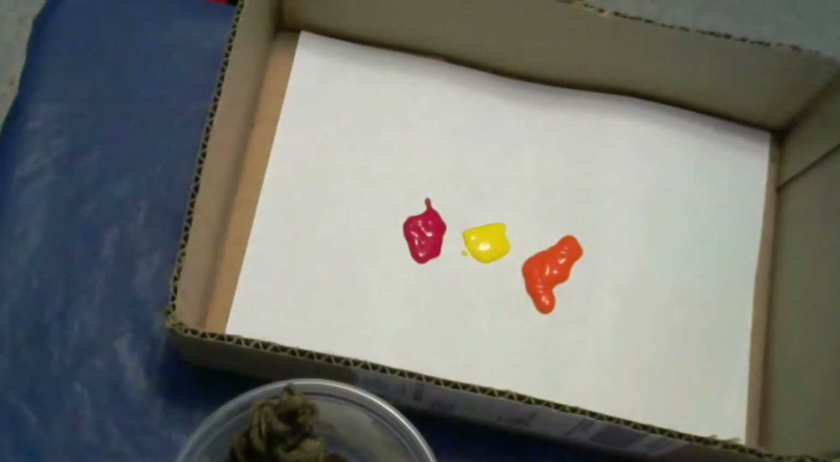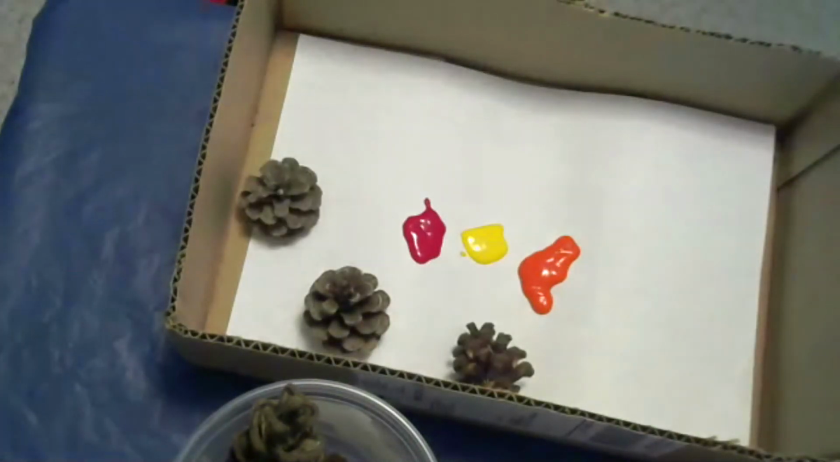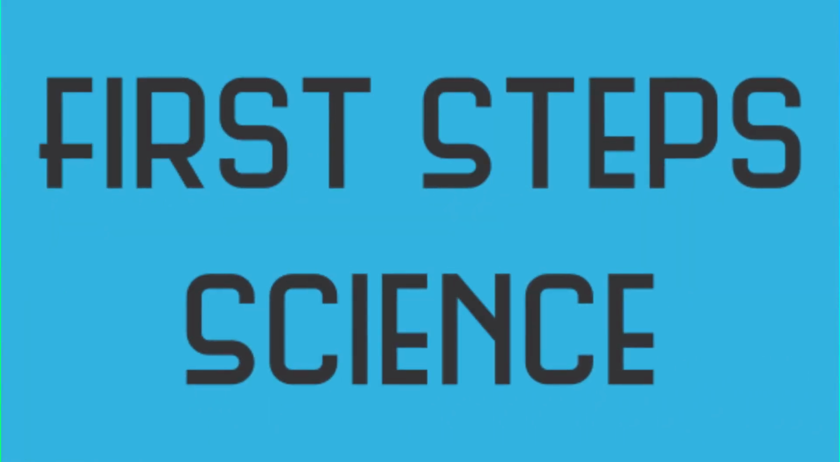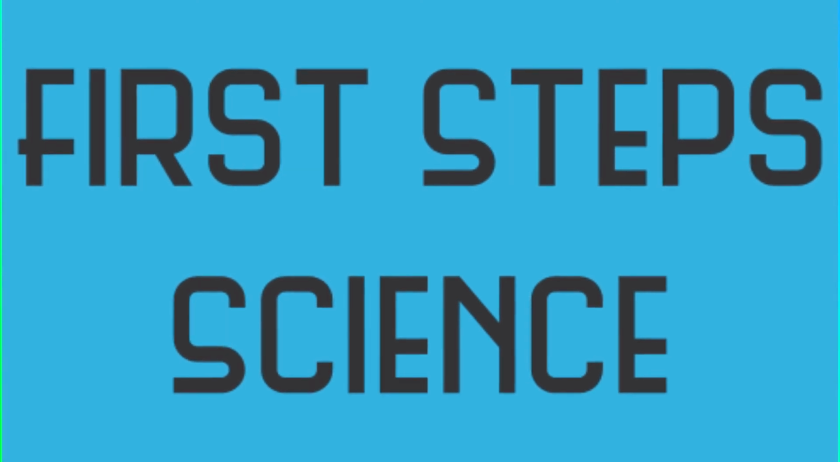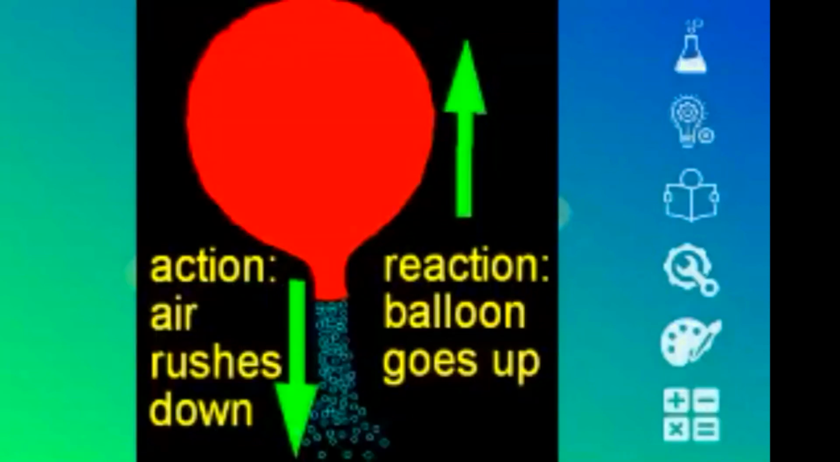And I'm just gonna stick some pine cones in my box, and then the fun starts. I just start rolling them around. The air rushing out of the balloon is gonna push that balloon up. So let's see what happens. All right, 1, 2, 3. Oh, wow. So that's how rockets kind of work.